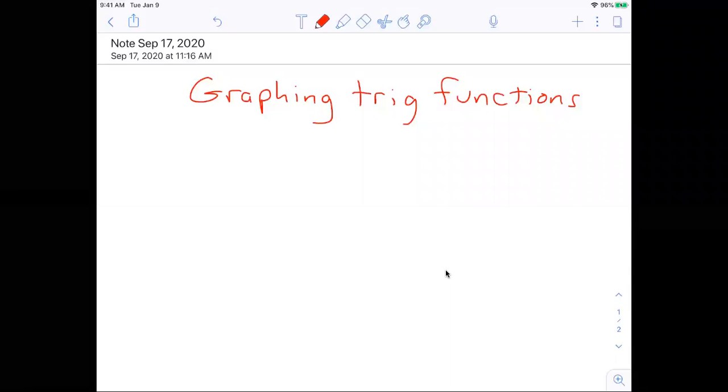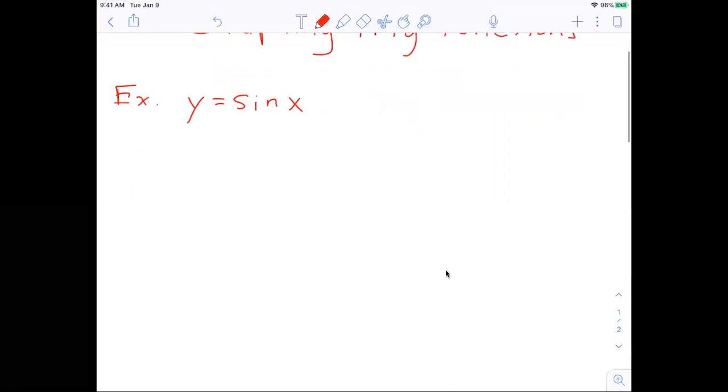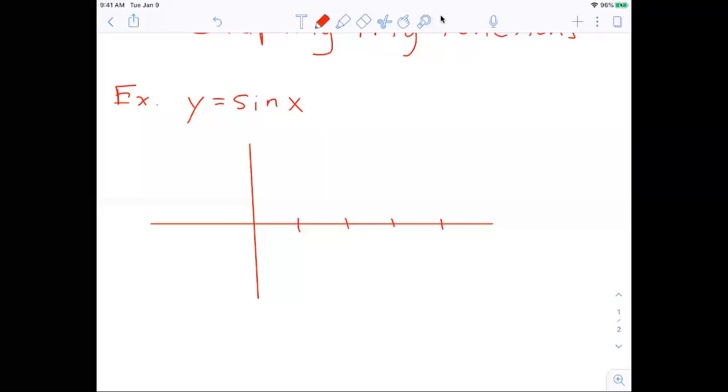So I'm just going to give it to you, and then I'm going to explain why it is what it is. So if we wanted to graph y equals the sine of x, I'm going to draw an xy graph, and I'm going to put 4 dashes along the x-axis. Those 4 points are really important.